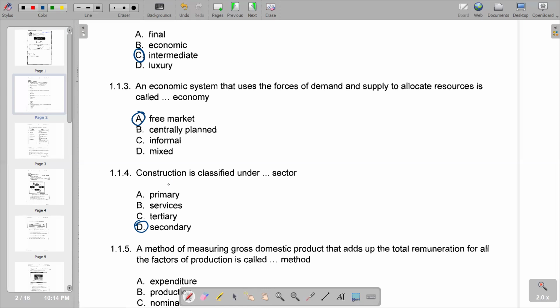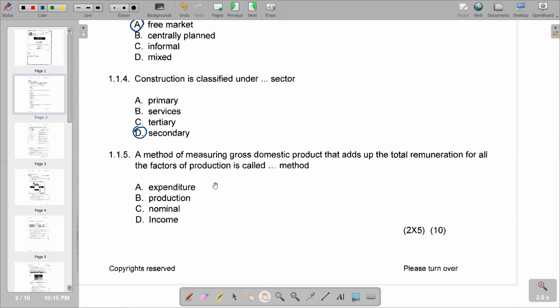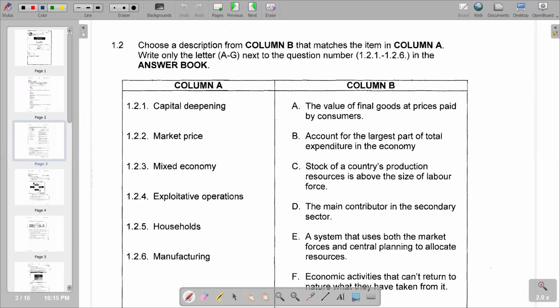Then move on to the next question, 1.1.5. It reads, a method of measuring gross domestic product that adds up the total remuneration for all the factors of production is called dash method. According to the responses given, we have D, which is income, as the correct response. So we are saying the income method is the one that measures production. The remuneration now is the income. So basically, this is what we have on the first part, the matching words.